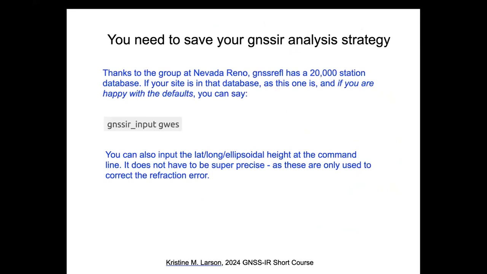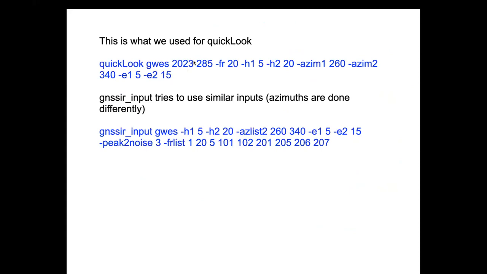We save our strategy. So in this case, I used quick look like this. Now I'm gonna save my strategy. I'm gonna say restrict the height region to 5 to 20. I don't want those bad azimuths, so I'm going to restrict it to 260 to 340. I'm going to restrict the elevation angles. I'm going to restrict the peak to noise. And again, I know the frequencies, but you can say all frequencies true if you don't know them.